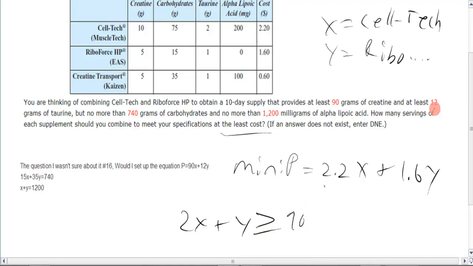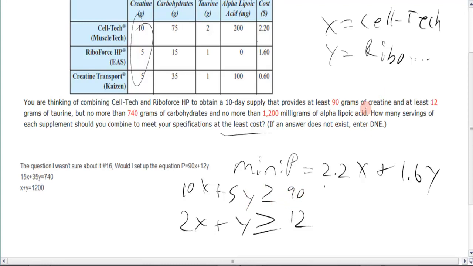Our next equation, at least 12 grams of taurine. I just read the wrong thing. That was 90 grams of creatine. Let's try again. If I already did the taurine, let's change it to greater than 12. All right, so now let's do the creatine. Creatine, there they are, right there. Okay, so then that would be 10x plus 5y is greater than or equal to 90.